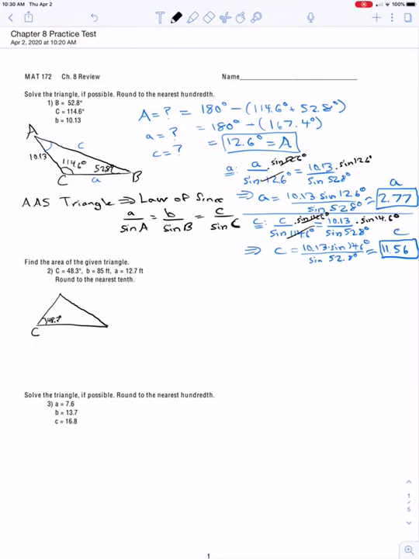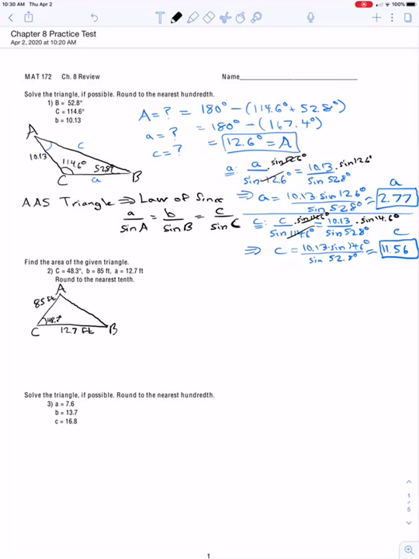48.3 degrees for angle C. We'll let this be A. I'll let this be angle B. And the side opposite of B is 85 feet in length. Go ahead and label that. The side opposite angle A is 12.7 feet.